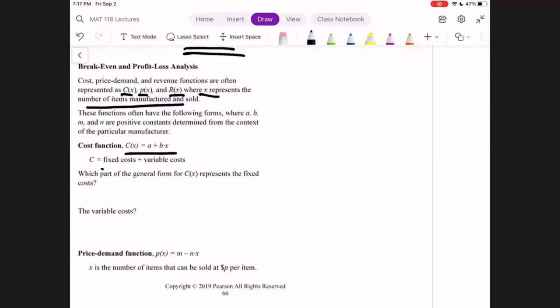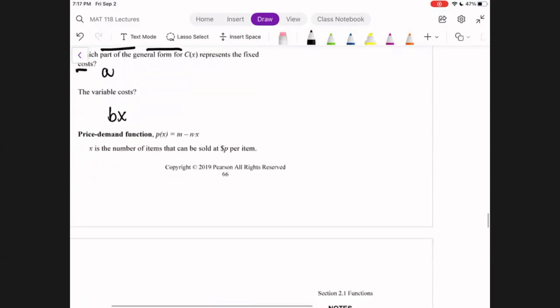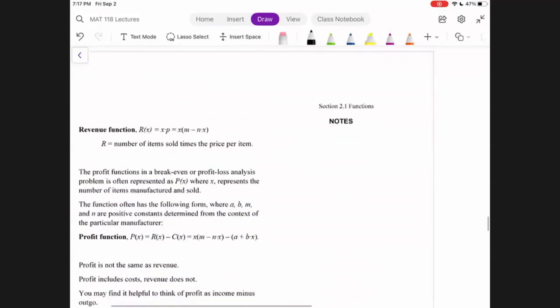So remember, this is your fixed, which is your A, your variable cost, which is from your BX. So fixed, we said this would be A, and this would be your BX for your variable cost. And then your price demand, X is the number of items that can be sold at P dollars per item. And then your revenue is X times that equation.